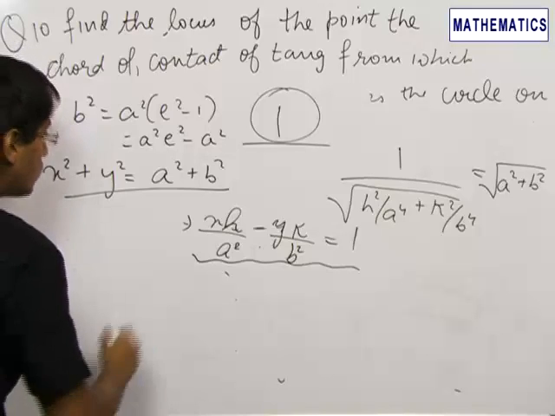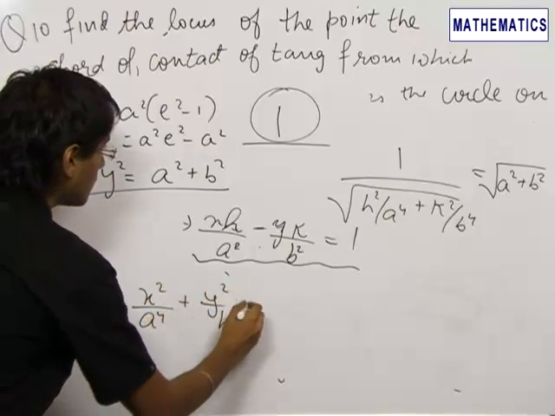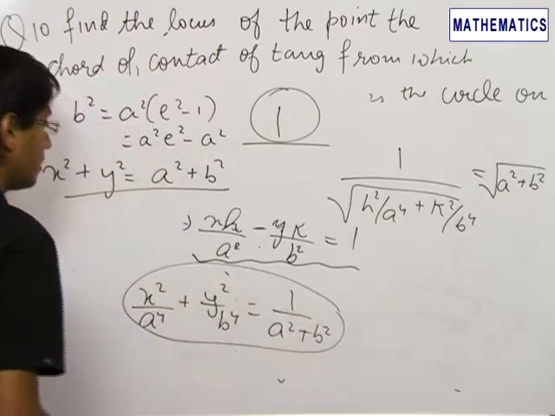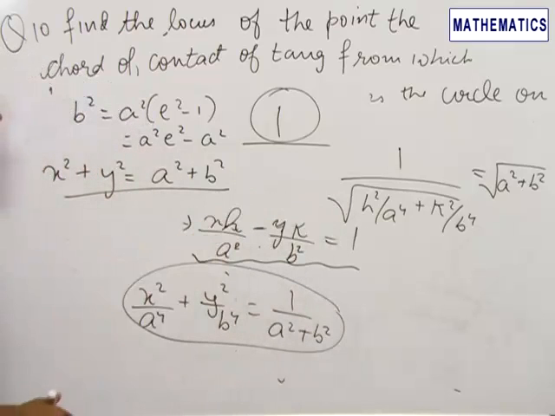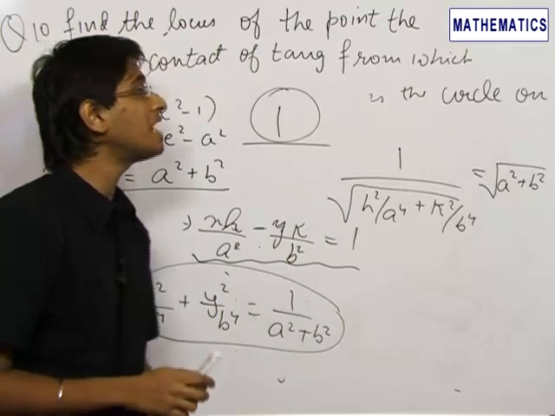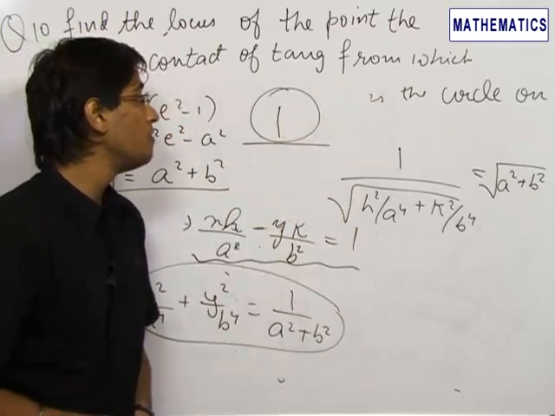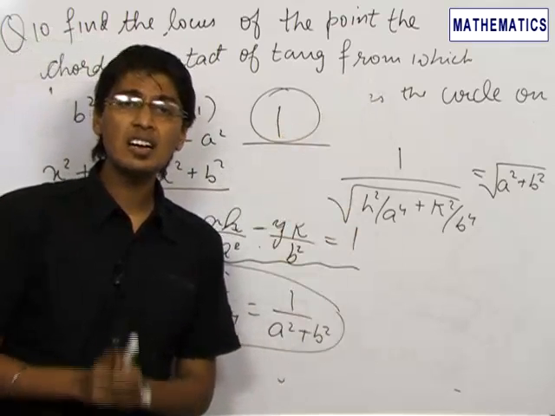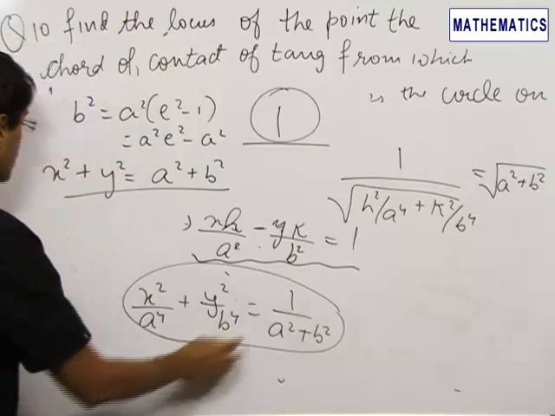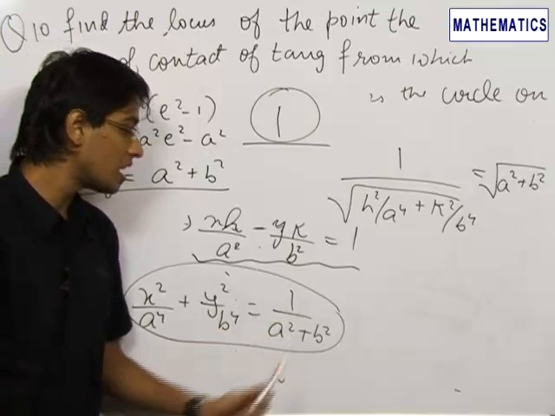On squaring both the sides, we get x square upon a power 4 plus y square upon b power 4 is equal to 1 upon a square plus b square. We have replaced h by x and k by y to get the locus of the point from which the chord of contact of the tangents made is touching the circle, which is made having diametrically opposite points at the two focus of the hyperbola, and the locus is x square by a power 4 plus y square upon b power 4 is equal to 1 upon a square plus b square, and this is our final answer.